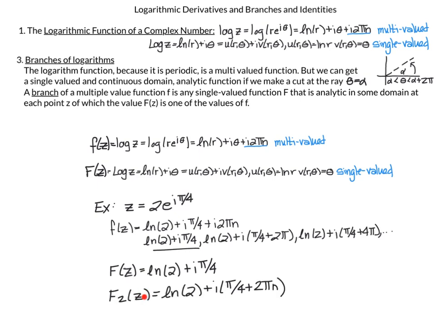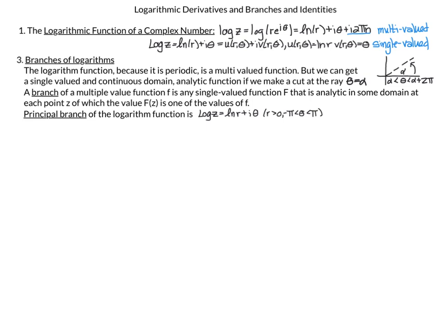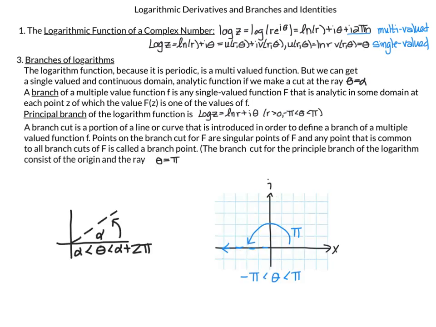A different branch, let's say F2 of z, might choose the i pi over 4 plus 2 pi n values. And for the logarithmic function, the principal branch is going to be the one where theta is between negative pi and pi, and r is greater than 0. So again, remember when I told you that r is equal to 0 is not part of our branch? This is why, because the principal branch does not include 0.